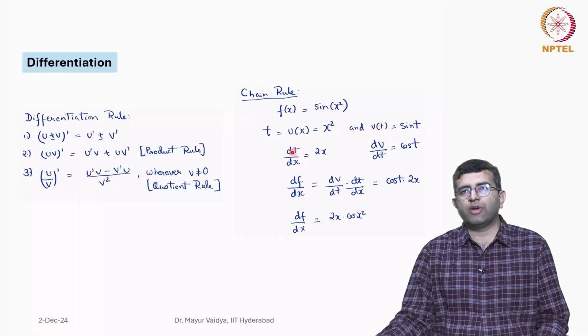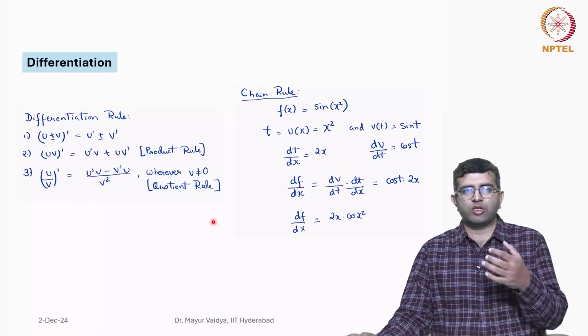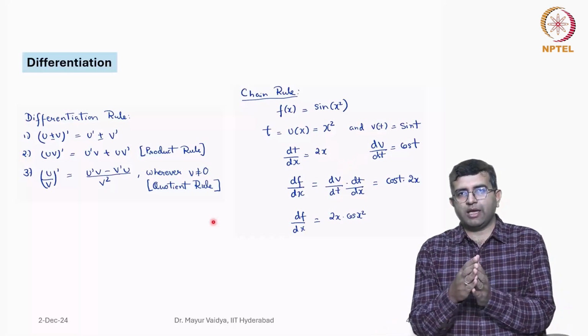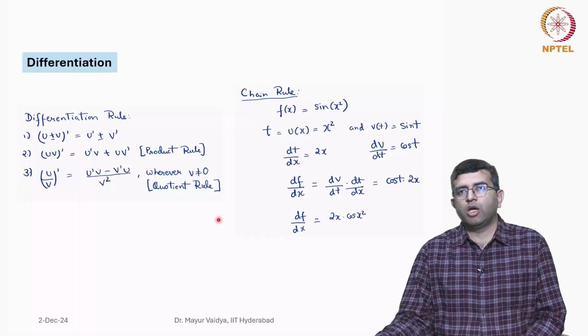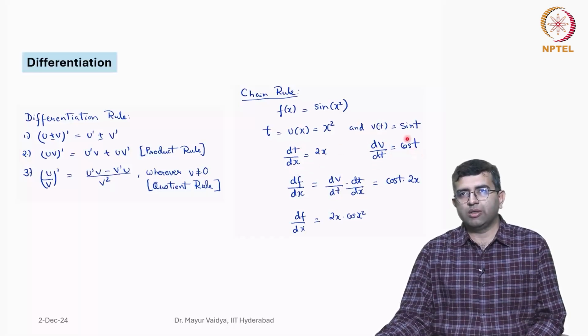Now, if I write dt by dx, that would be 2x. Differentiation of x square is 2x. For that matter, differentiation of x to the power n is n into x to the power n minus 1. So, therefore, dt by dx will be 2x, and dv by dt will be cos t. So, differentiation of sine is cos.